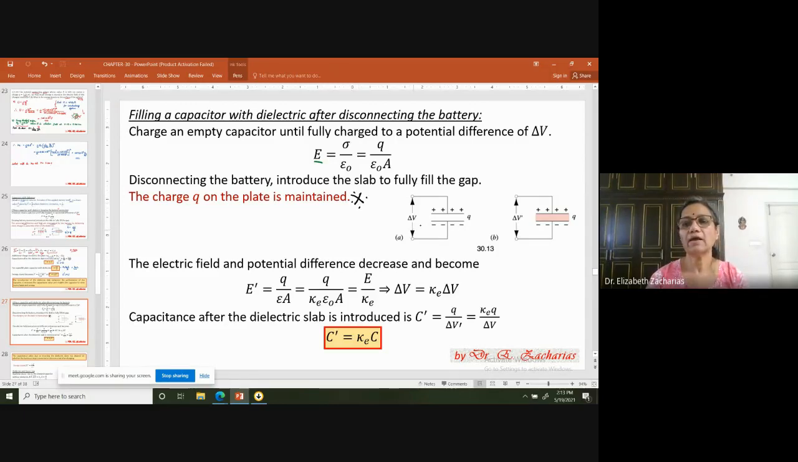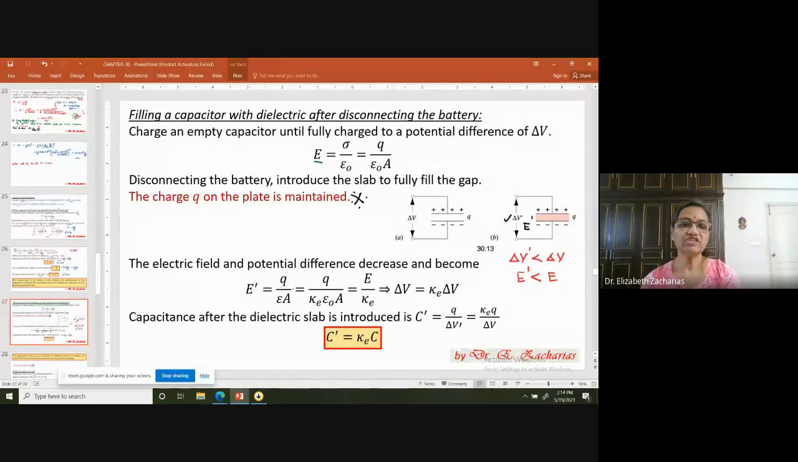Okay? After you have introduced the dielectric slab, you know that the job of a dielectric is to reduce the electric field or reduce the potential difference. Therefore, the potential difference now becomes delta V prime, different from delta V. Now, the battery is not there, so it is not able to help in any way by introducing more charges. So, delta V prime is going to be less than delta V, the initial potential difference. Similarly, the new field is also going to be less than the initial field.